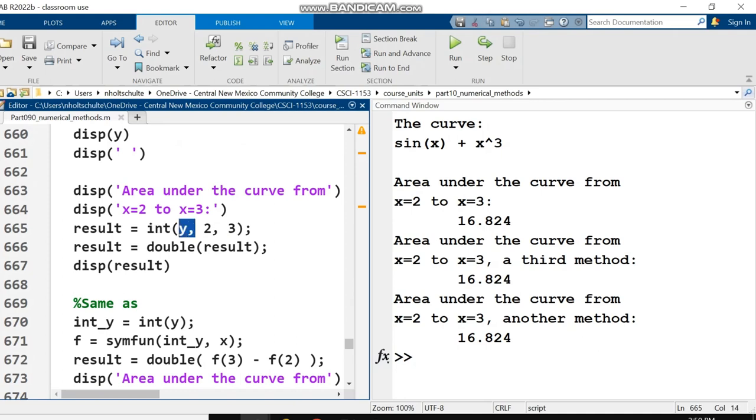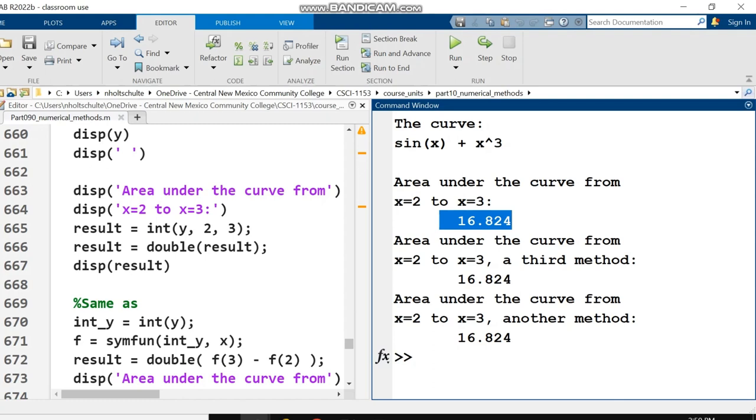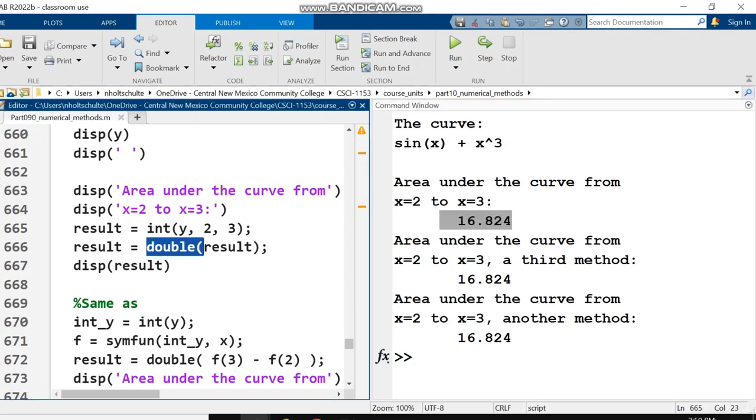We just say int, parentheses, y, comma, the lower bound of our area of integration, and then our upper bound of our area of integration. So comma 2, comma 3. Now I do get my result back as a symbolic, so I want to use my double function to convert it to a numeric value.